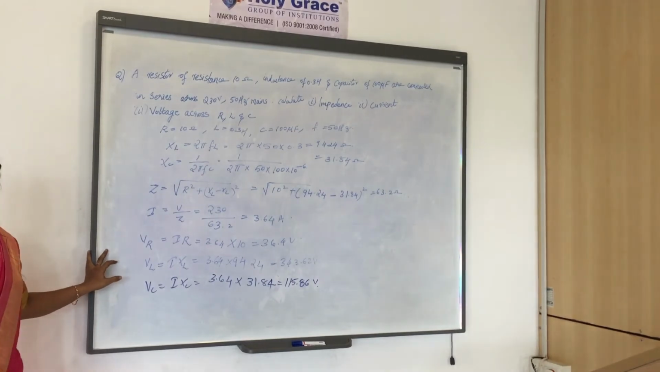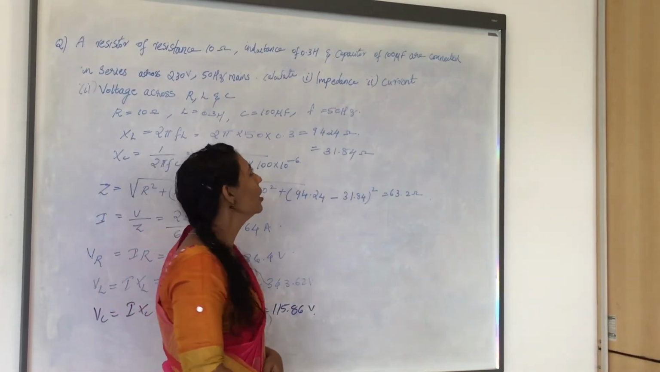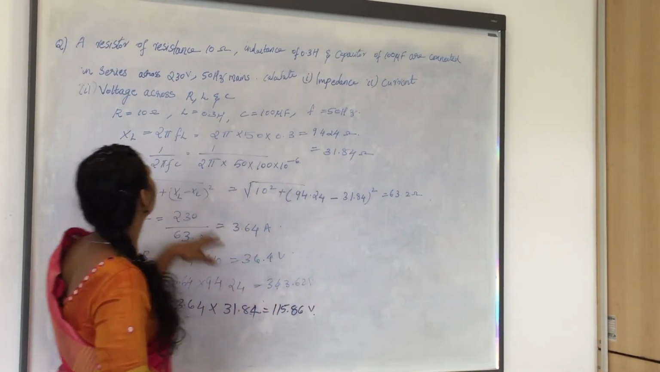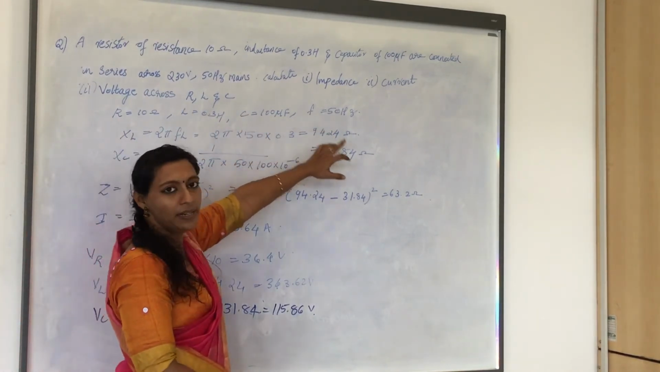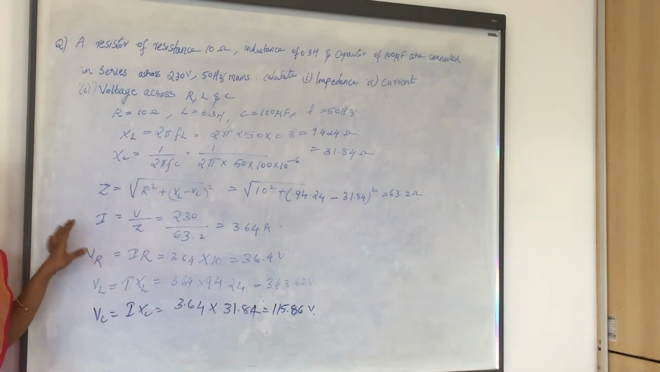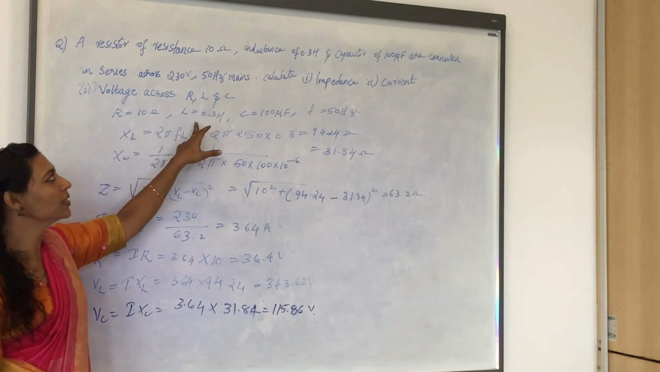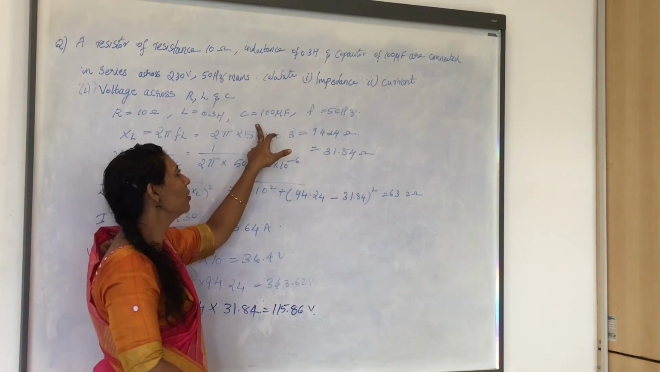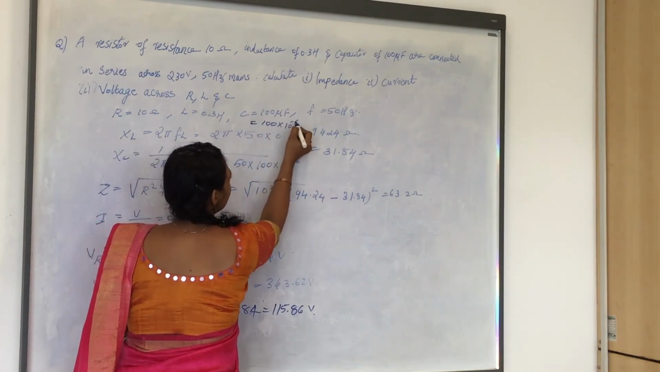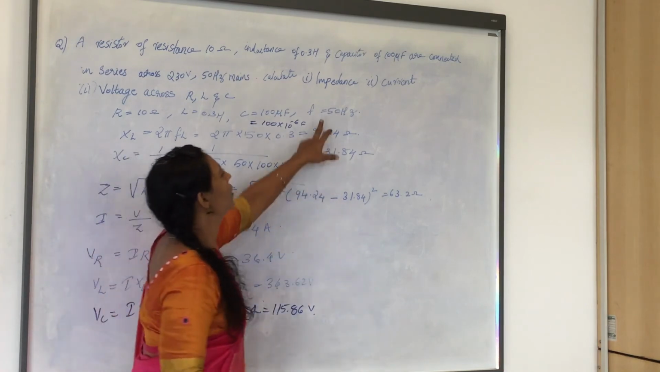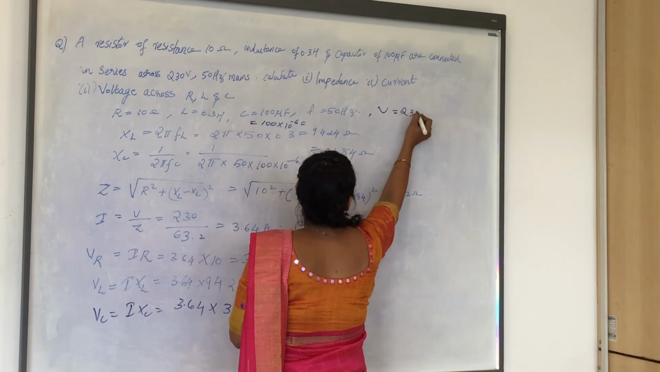Moving to the problem. A resistor of resistance 10 ohm, inductance 0.3 Henry, and capacitor 100 microfarad are connected in series with a voltage of 230 volt, 50 Hz. Calculate impedance, current, and voltage across R, L and C. Here the given data are resistance is 10 ohm, inductance is 0.3 Henry, capacitance is 100 microfarad, that means 100 into 10 raised to minus 6 farad, frequency is 50 Hz, and voltage V equal to 230 volt.